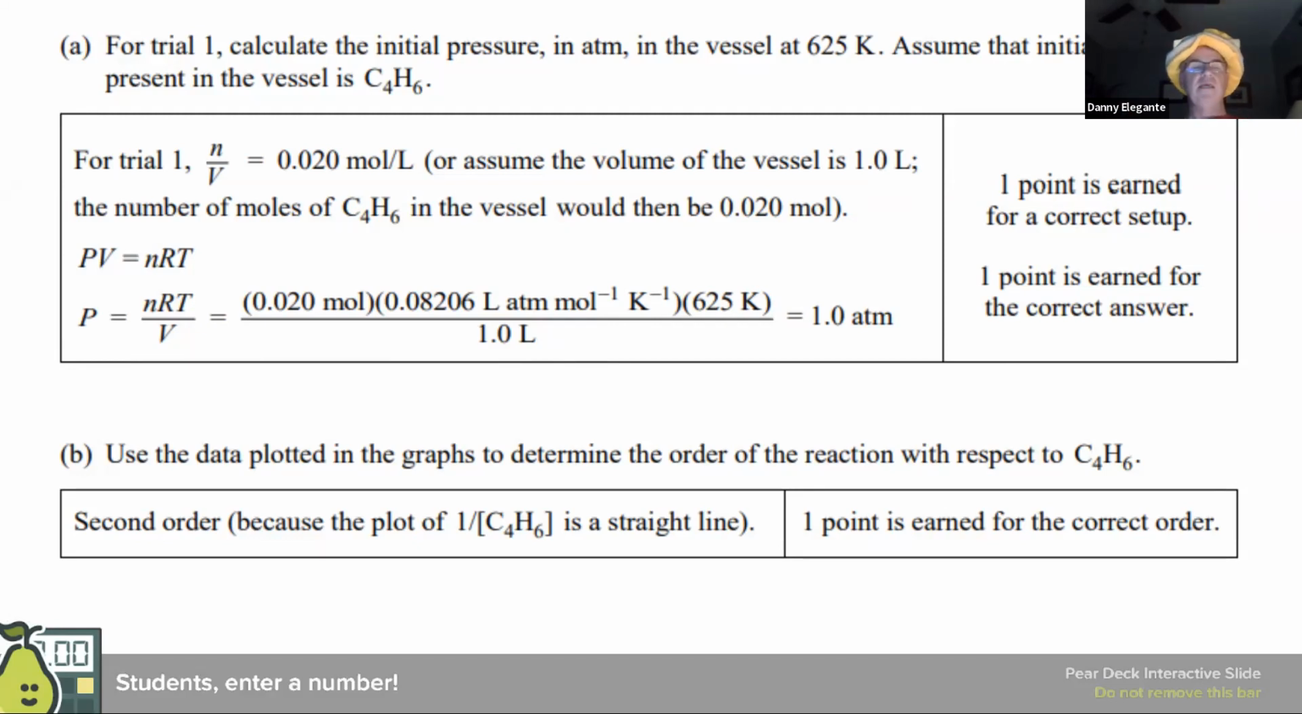Now, part B, all you had to say is second order. Notice that it doesn't say justify or explain, because you don't have to. It said determine the order. If this was a longer question, like one of the 10-pointers, they would probably say justify your answer. But if you just say second order, boom, you get the point, right? Good job.